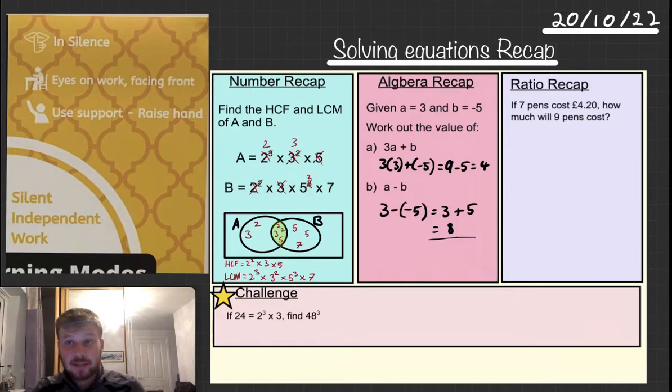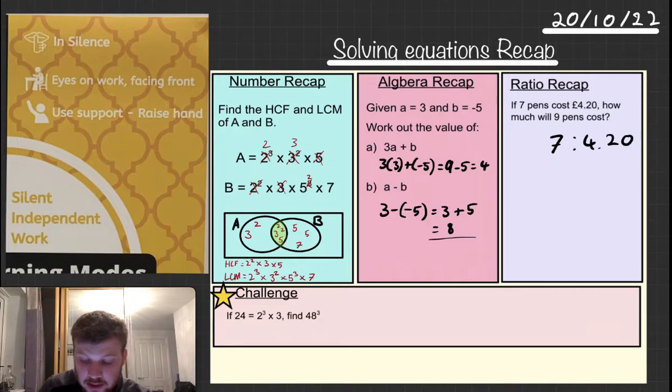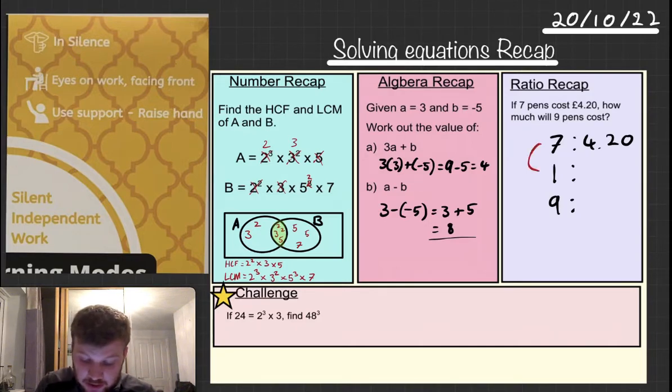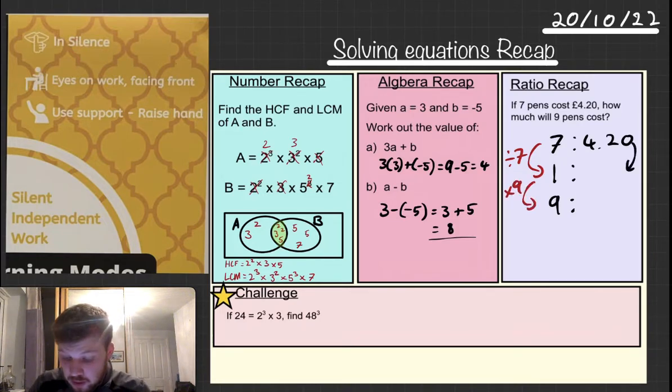And the last question: if 7 pens cost £4.20, how much will 9 pens cost? In the last video, we looked at ratio and setting up a ratio. The way we did that was we said 7 is equivalent to £4.20, and I want to know what 9 is going to cost. Luckily, we explored a method of how to do this. If I've got a 7, I'm going to find 1, and then I'm going to go to 9. So 7 to 1 is divided by 7, then times 9. 4.2 divided by 7 is 0.6. And then timesing by 9 gives me £5.40.